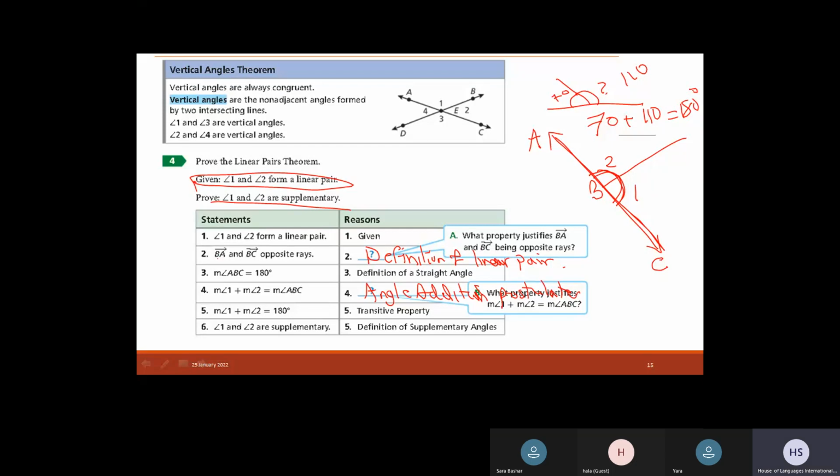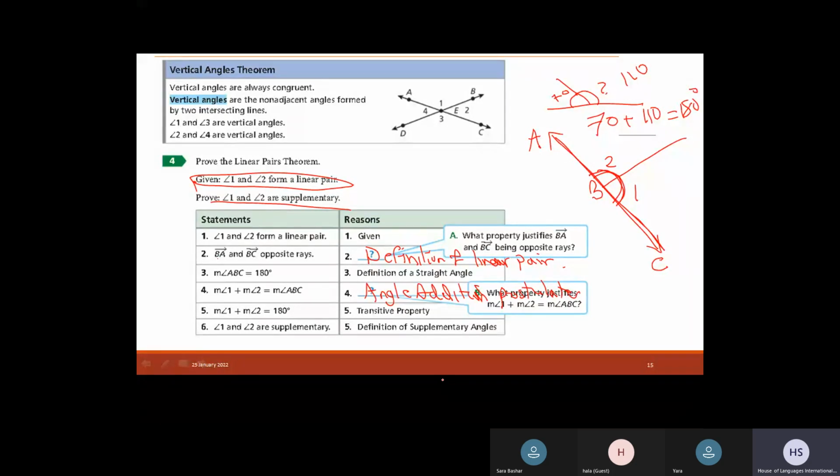Now, if you look at it, we said that these two rays are opposite because of the linear pair. Then we said this is a straight line, and because it's a straight line, the angle must be 180. And this straight line makes two angles, 1 and 2. So their summation must be ABC. And I will substitute. We said that 1 and 2 are ABC, and ABC is 180. Can I say that 1 and 2 is 180? Because of what? The transitive.